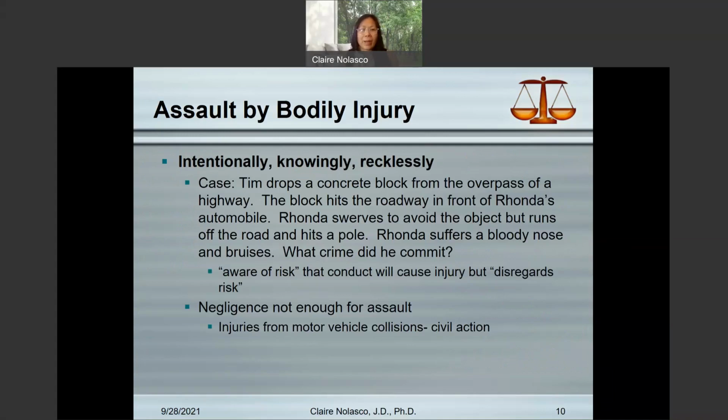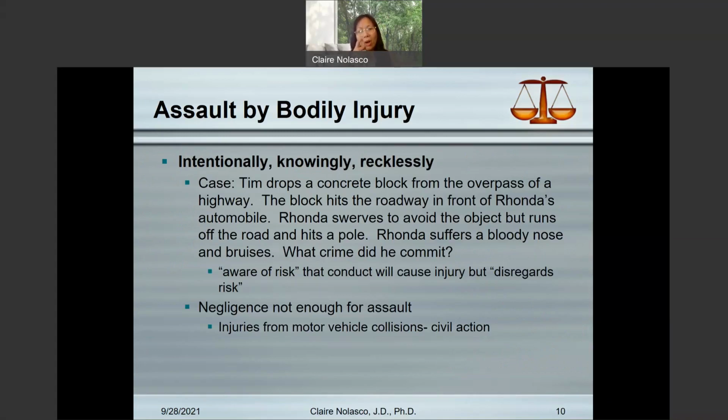Let's look again at case illustrations for the first type of assault, assault by bodily injury. As I mentioned, the mens rea required is intentional, knowing, or reckless. The next case illustrates how recklessness can make you liable for assault by bodily injury.